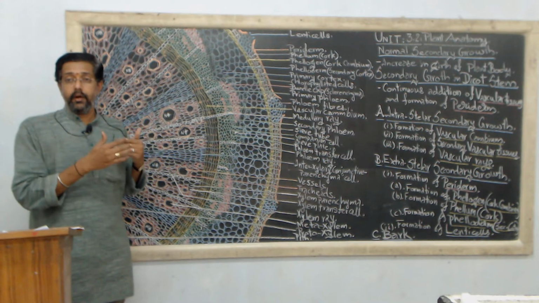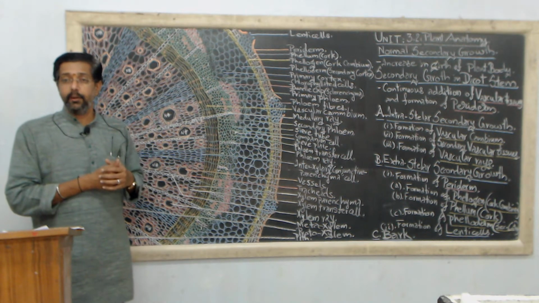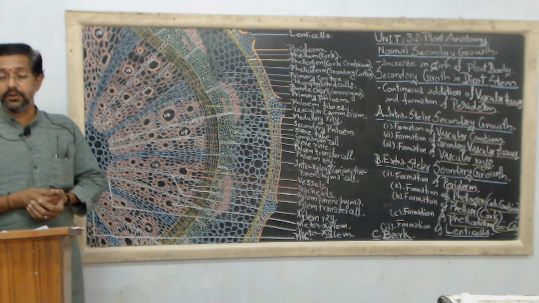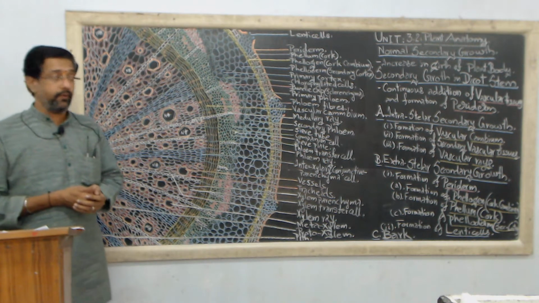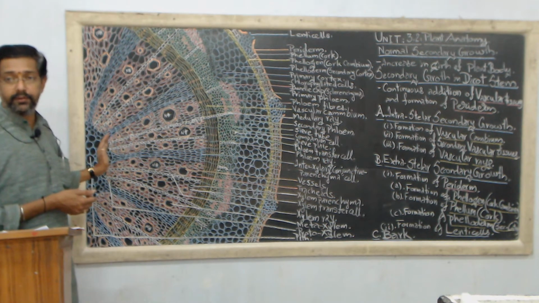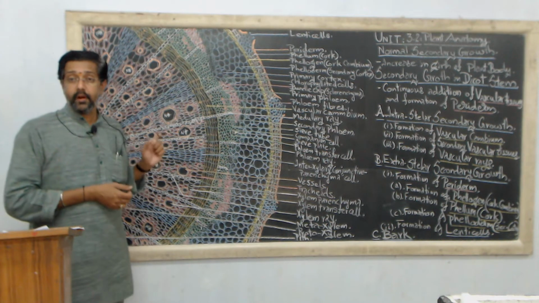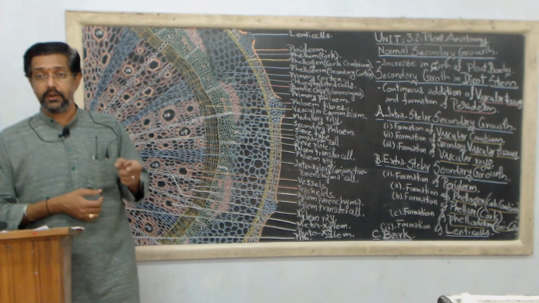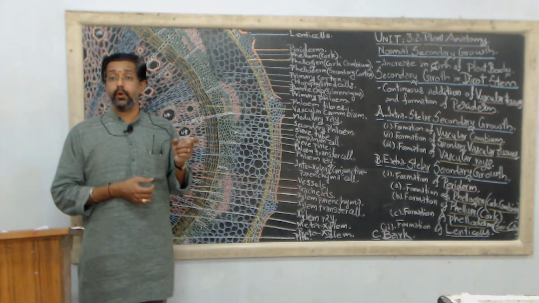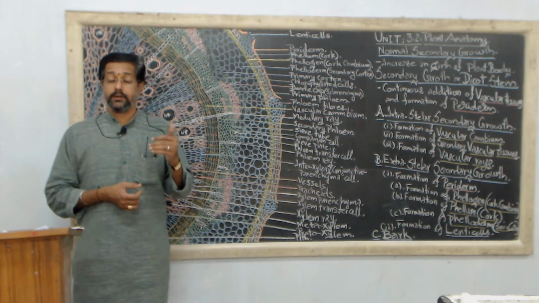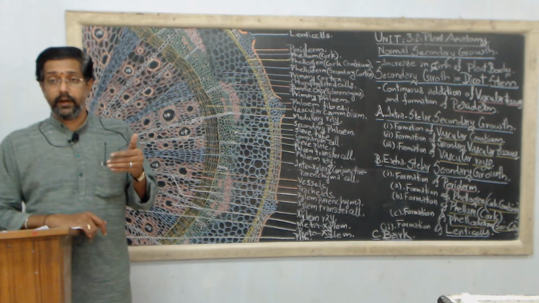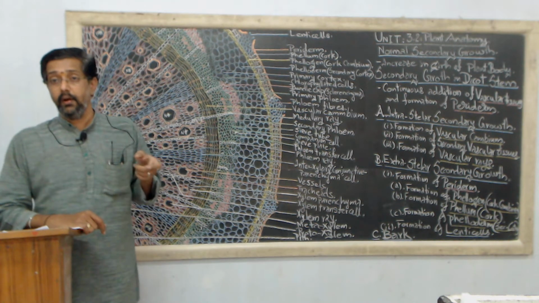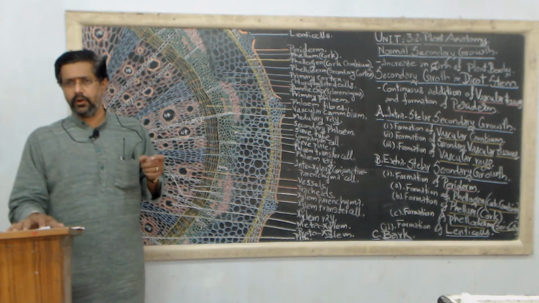In primary structure, we study only the broken ring of vascular bundles, with a limited number of bundles, and it contains only fascicular cambium. That is, the vascular cambium is present only between the xylem and phloem inside the vascular bundle, and it is called a broken ring of vascular bundles.